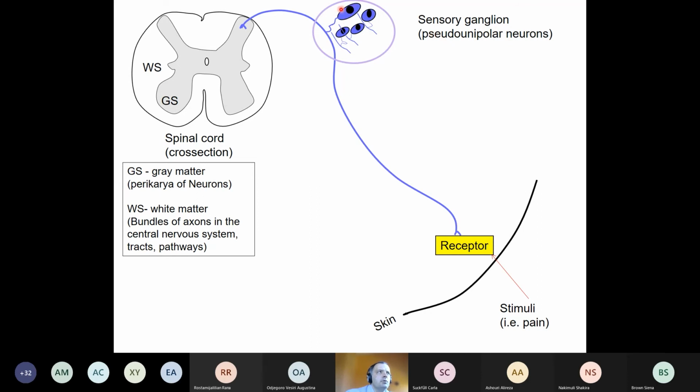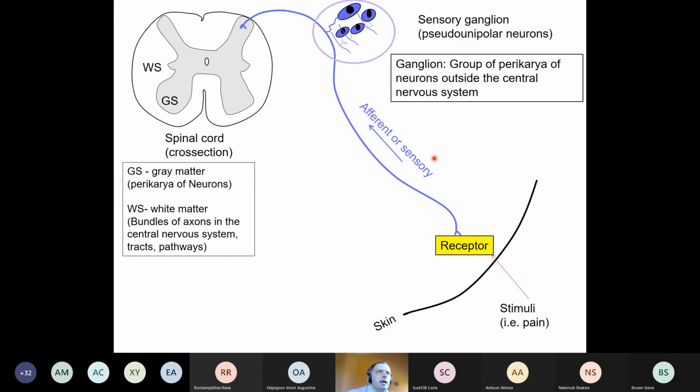Please do not mix up the term neuron, or nerve cell, with the ganglion. Why? Because the ganglion is a group of nerve cells, and within the ganglion you have multiple nerve cells. The information is, as I mentioned, going towards the higher order center, so it's a sensory or afferent information pathway. And the sensory ganglion cells are responsible for the signaling. These are pseudo-unipolar nerve cells, and they form a group of perikarya outside the central nervous system, which means we are in a ganglion.